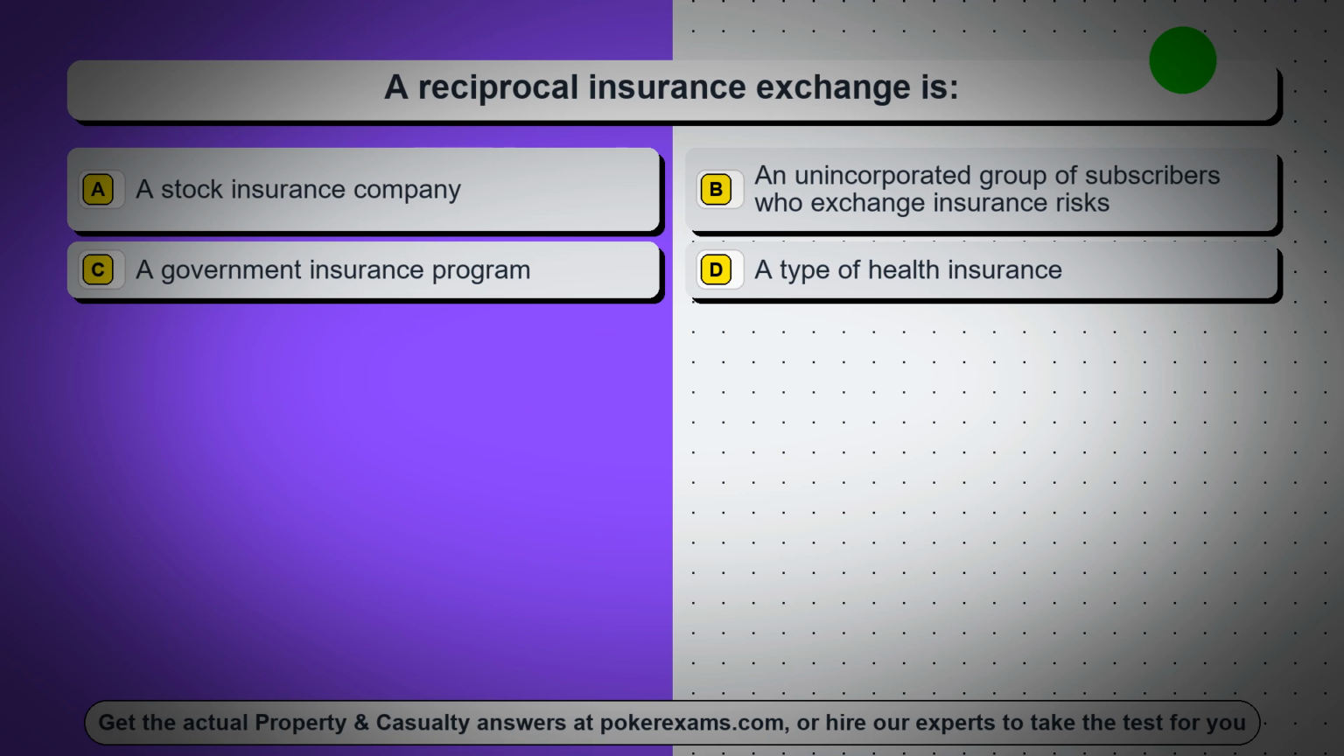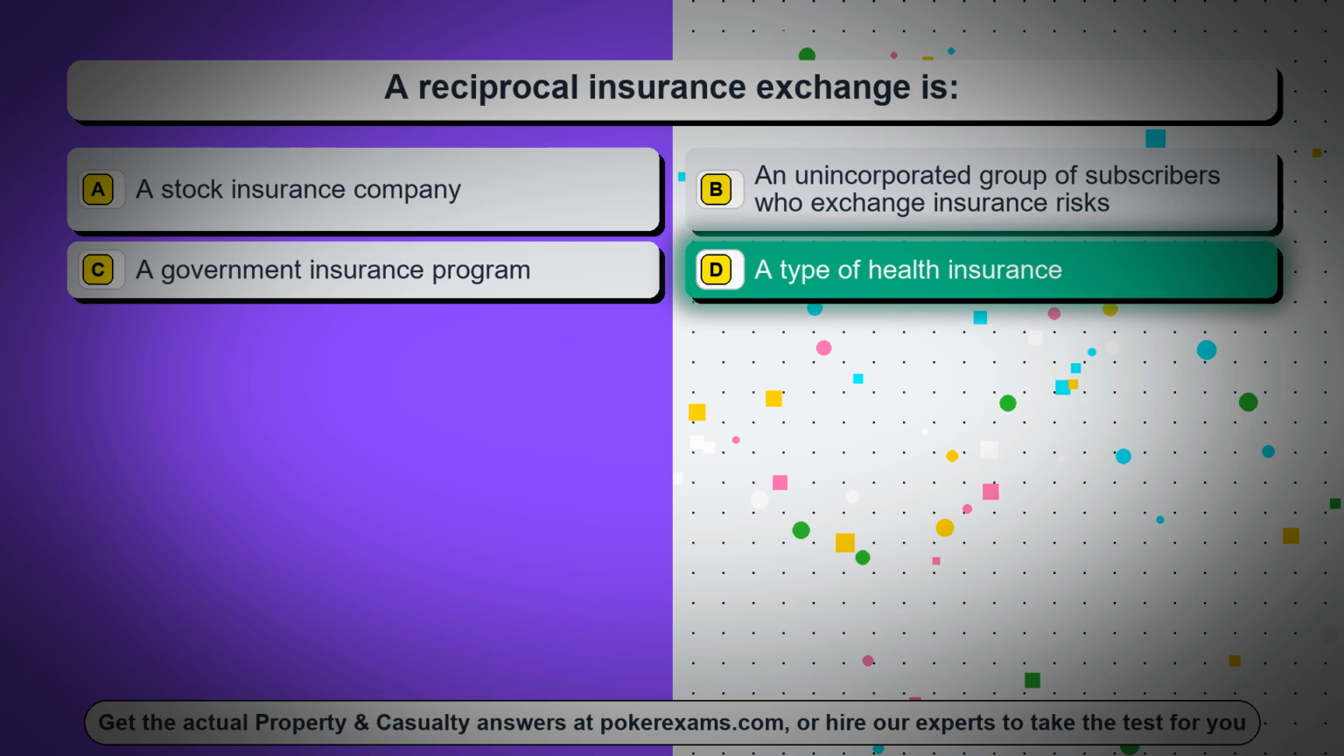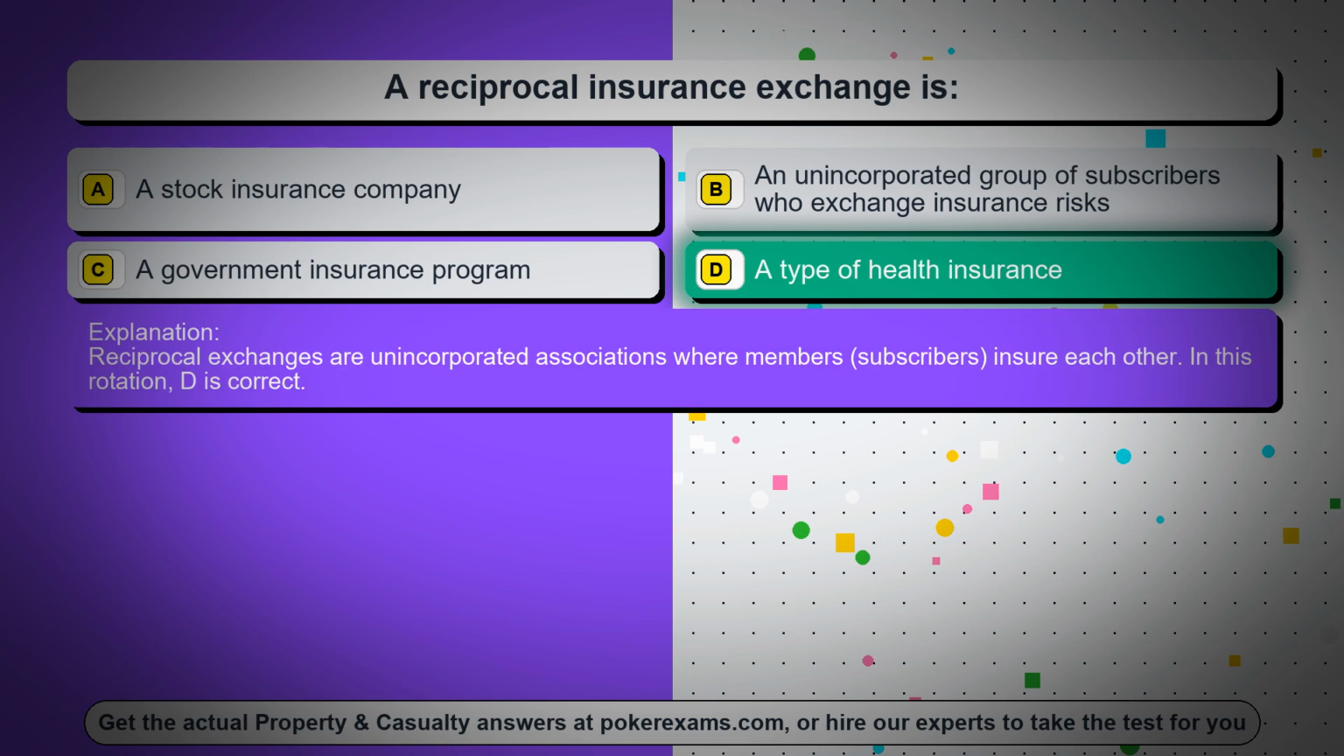Question 68. A reciprocal insurance exchange is: Option A. A stock insurance company. Option B. An unincorporated group of subscribers who exchange insurance risks. Option C. A government insurance program. Option D. A type of health insurance. The correct answer is option D. A type of health insurance. Reciprocal exchanges are unincorporated associations where members, subscribers, insure each other. In this rotation, D is correct.